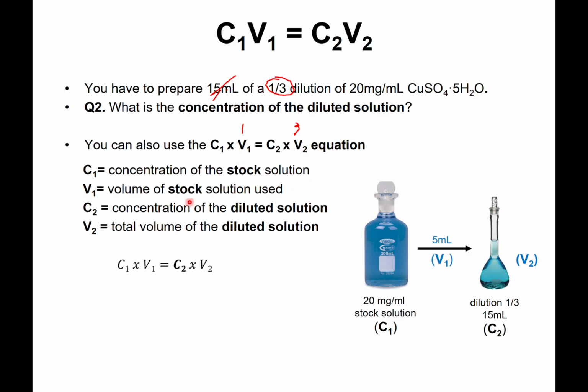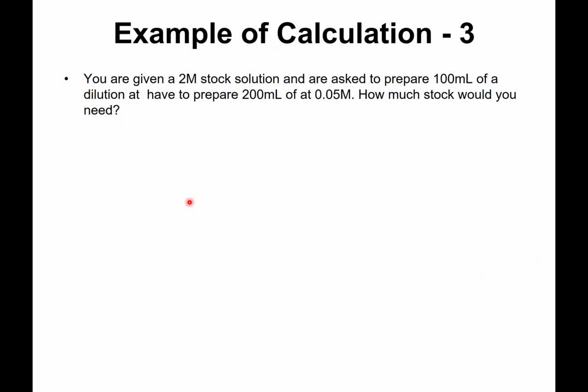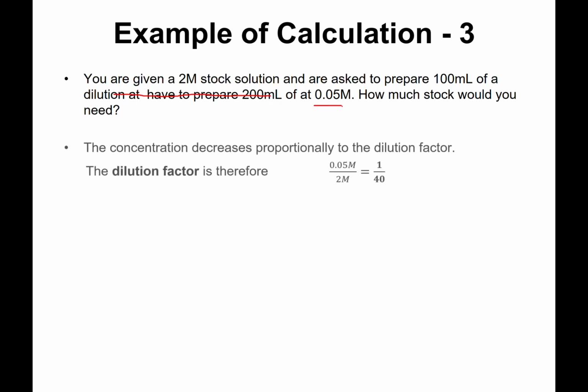So moving on here, let's go through another example. So this is exactly what I was telling before. Through the animation, you can figure out the concentration of C2. Now, last example here, calculation for simple dilution. You're given a 2 molar stock solution at this point, and you're asked to prepare a dilution at 0.05 molar. Sorry, there is a mistake in here, so let me check it. So to prepare 200 milliliters, sorry, you have to prepare 100 milliliters at this concentration. How much stock would you need?